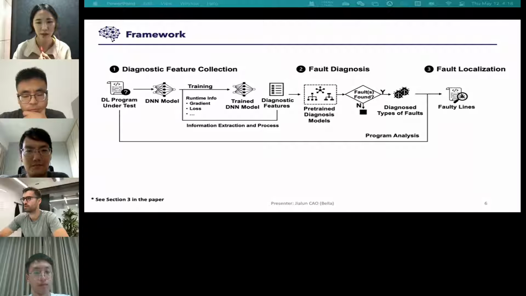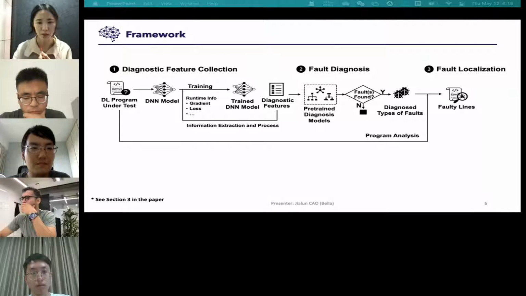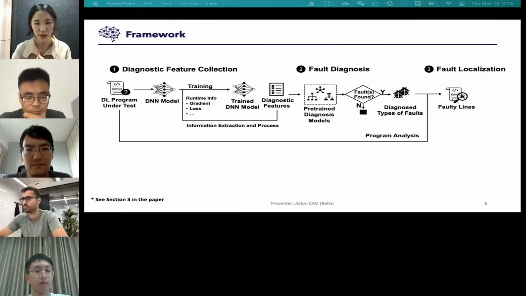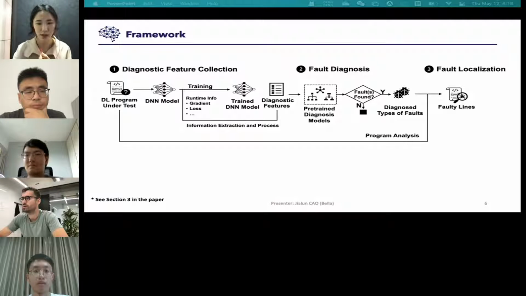Then we infer the possible types of faults using the pre-trained diagnosed models prepared by the lower part in the previous slide. Since there is usually more than one fault in the program, we adopt a multi-label classification model so that one buggy program could be assigned to more than one fault type. Finally, DeepFT goes through the nodes of the parsed abstract syntax tree, traverses assignments and expressions, and identifies the lines where the diagnosed types of faults are defined.